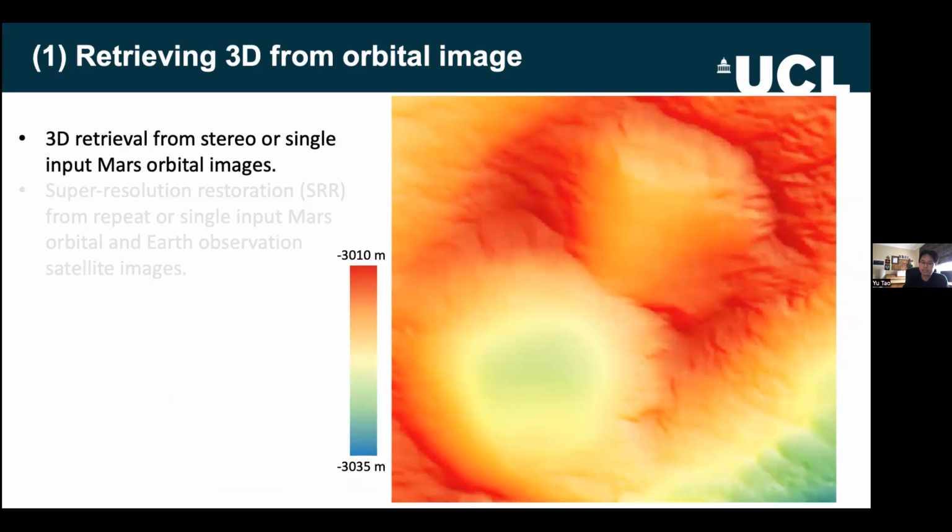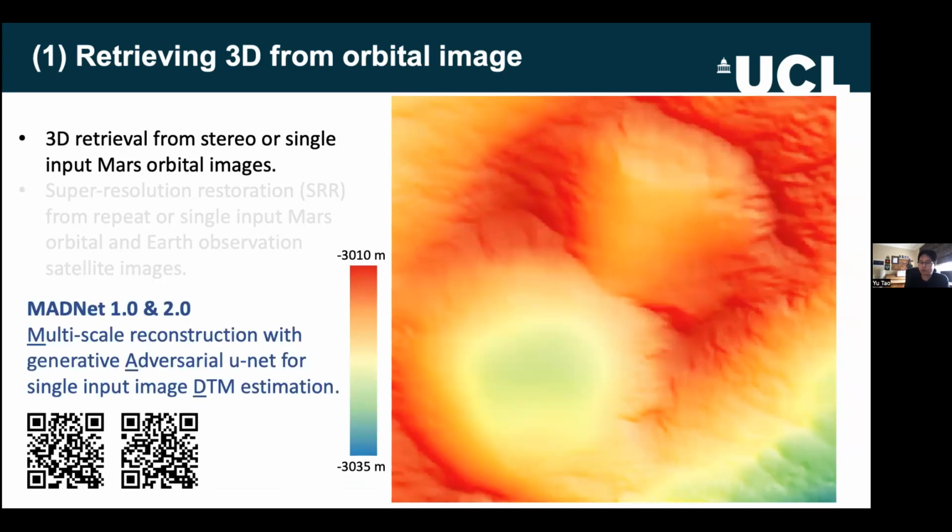MADNet is short for multi-scale generative adversarial network for single input image 3D modeling. We also optimized the algorithm to MADNet 2.0 and published 2 papers that describe the MADNet systems, and the QR codes that link to the papers are shown on the bottom left of this slide. So if you are interested, you can take a screenshot to read the technical details.